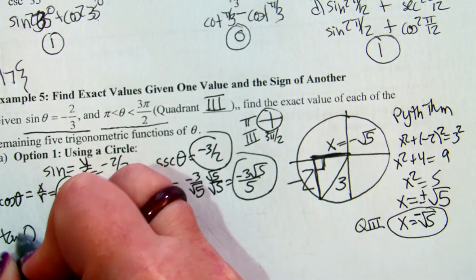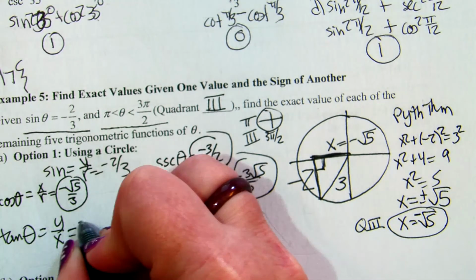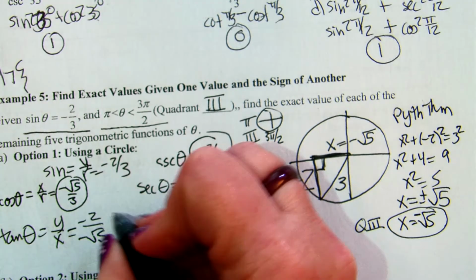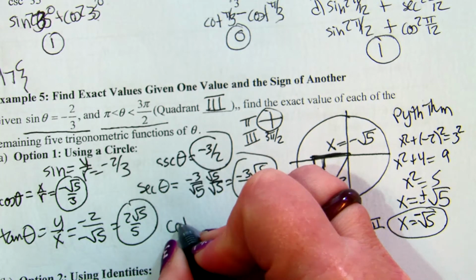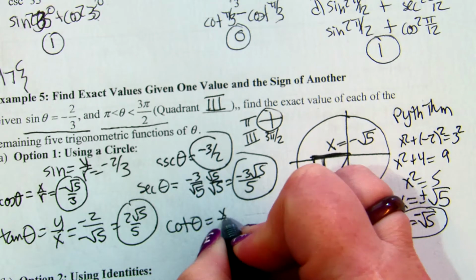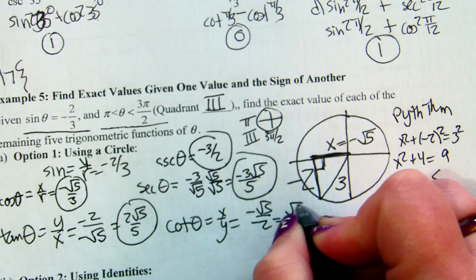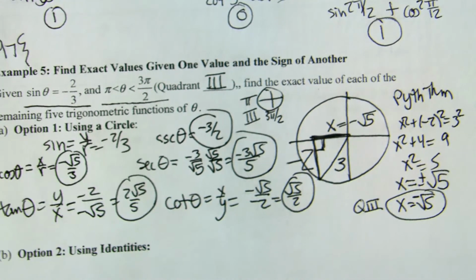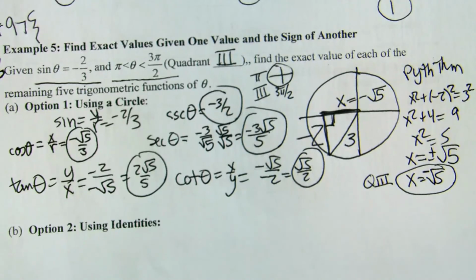Tangent of theta is y over x. The y is negative 2. The x is negative rad 5. The negatives cancel. You get 2 rad 5 over 5. And cotangent of theta is x over y, so it's negative rad 5 over negative 2, which is rad 5 over 2. The negatives cancel. So that's using the triangle. That's the way I usually do it. But I want you to do some this way and some the next way. The next way is using identities.